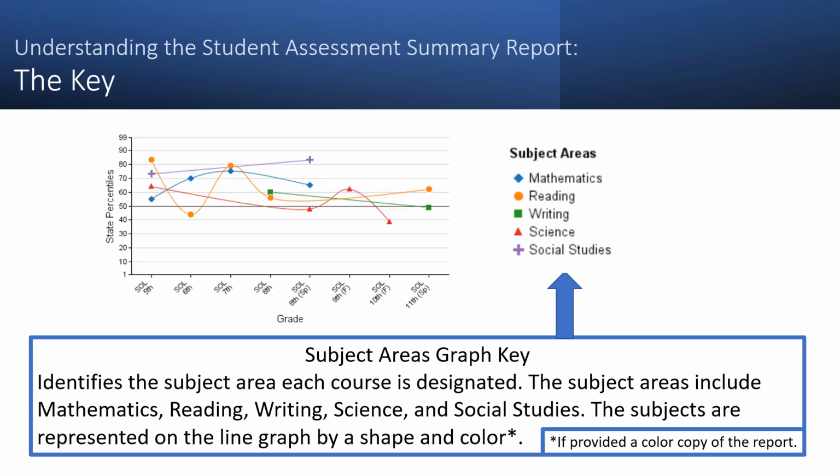If you have only been provided a black and white copy of your report, then you would be able to identify the line's subject areas by its shape. Mathematics is a blue diamond, reading is an orange circle, writing is a green square, science is a red triangle, and social studies is a purple plus symbol.